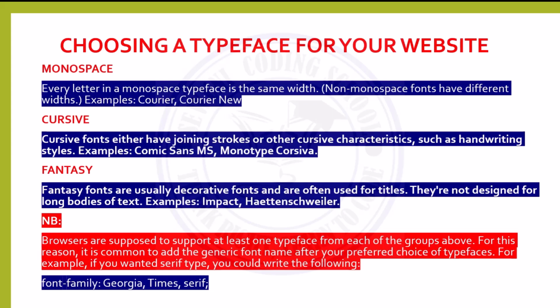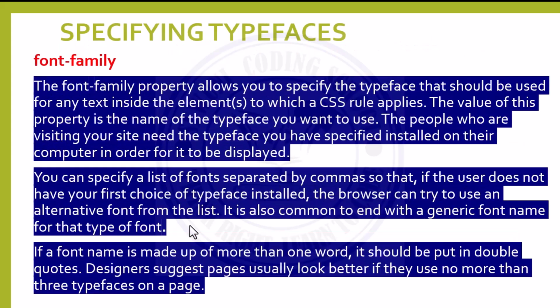A typeface is supported in each of the groups. So you should get a fantasy, a cursive, a monospace, a sans serif, or a serif. When you pick each group and pick one or two from them, it is likely that the device that is reading it might have at least one or two of them. So when specifying it, this is what to write. For the property, it is font-family, and you write Georgia, Times, and serif, so that it can fall within the same categories.